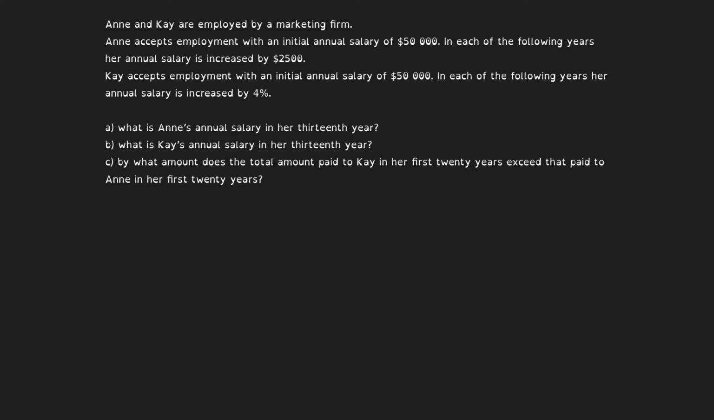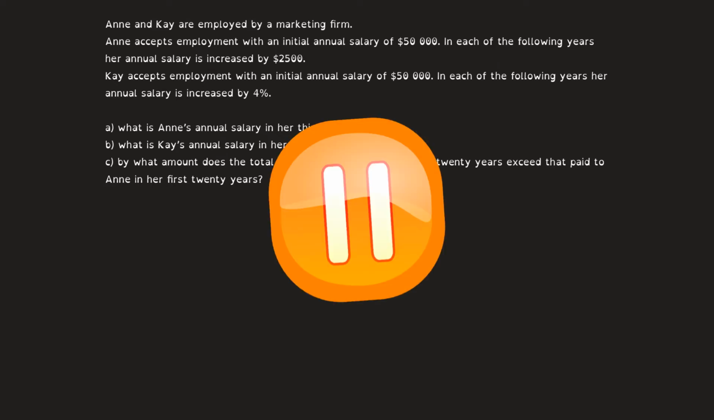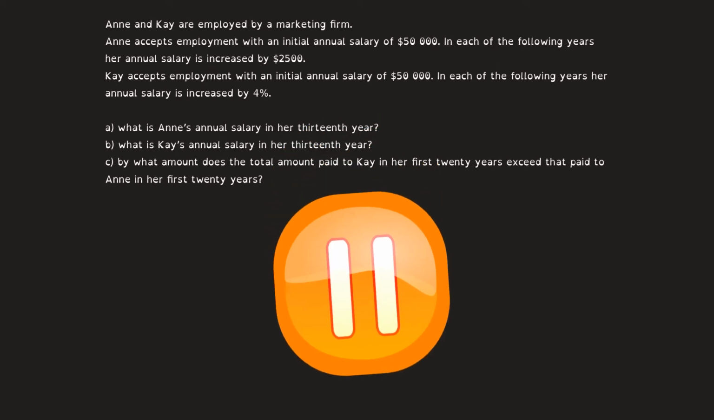So part A of the problem: what is Anne's annual salary in the 13th year? B, what is Kay's annual salary in the 13th year? And C, by what amount does the total amount paid to Kay in her first 20 years exceed that paid to Anne in her first 20 years? So what I'd like you to do is pause the video and have a go at parts A and B of the problem.